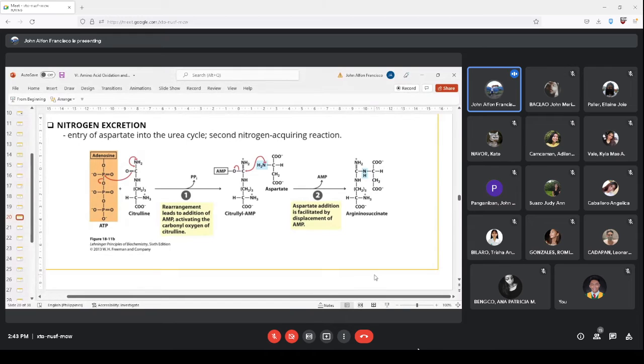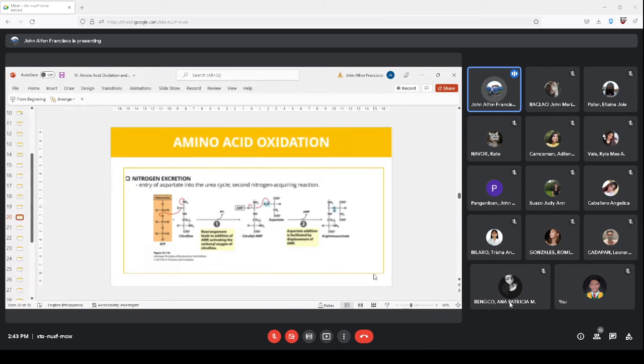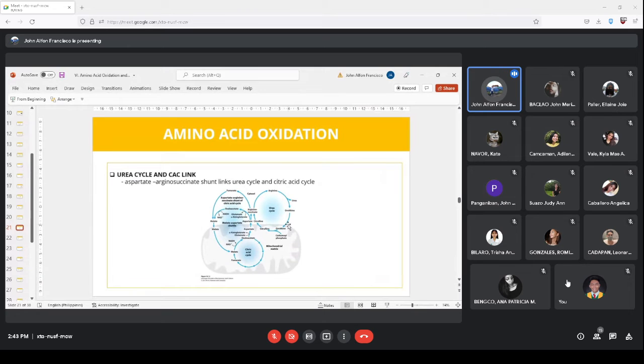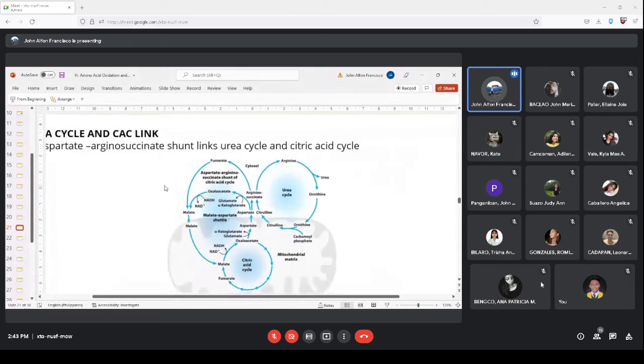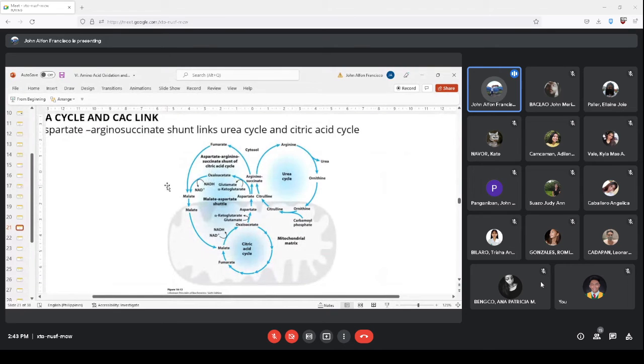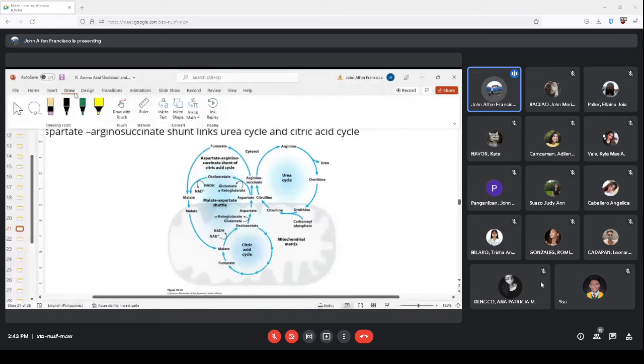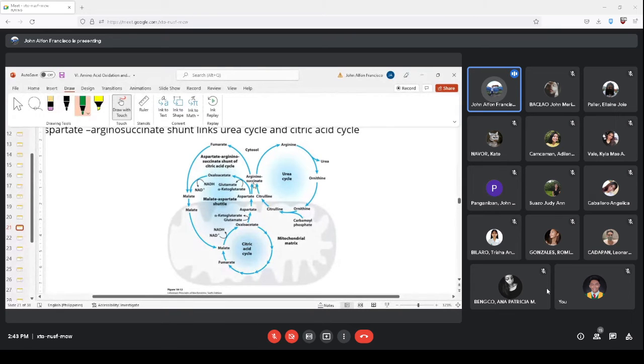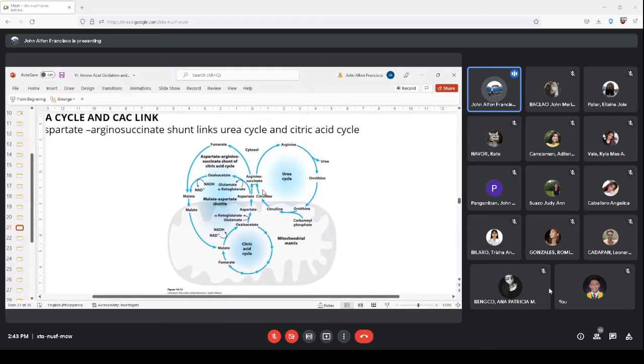So, I need to make highlight of it kasi si arginosuccinate, aspartate arginosuccinate is the shunt links between urea and the citric acid cycle. Okay? So, ayan, ito siya. So, within urea cycle and the citric acid cycle, si arginosuccinate can happen from aspartate to arginosuccinate, and yung aspartate can go naman kay oxaloacetate. Okay? So this is the link. So you can link, this is the, parang yung, one of the amazing things that happens sa cells.